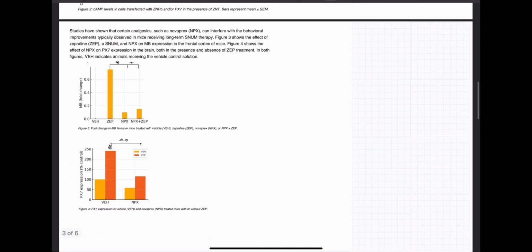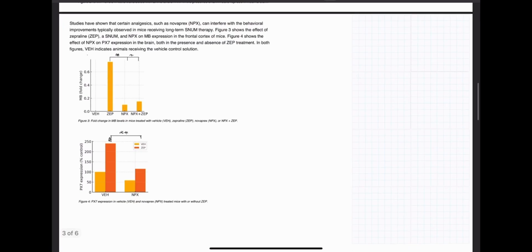We'll move on. Studies have shown that certain analgesics, such as Novaprax, can interfere with the behavioral improvements typically observed in mice receiving long-term SNUM therapy. And then figure 3 shows effects of Zepralin, which is a known SNUM, and NPX, which is supposed to interfere.